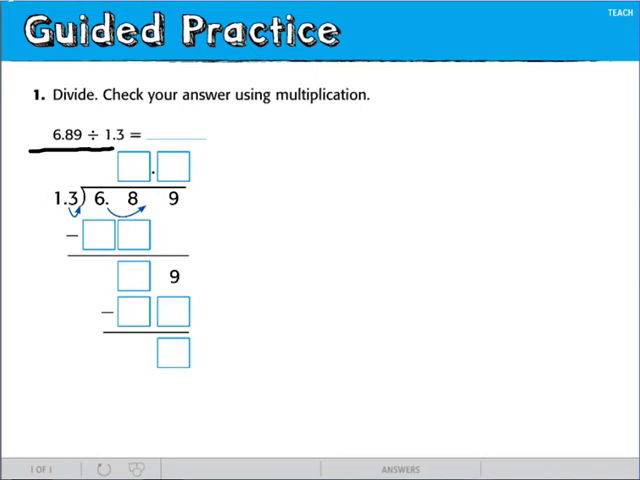After they rewrote it, they realized, hey, I have a decimal. Can't have a decimal. My divisor cannot be a decimal, correct? So I need to move that decimal over how many times so it'll be a whole number? Once. So if I move that one once, I have to move this one once. So that's where my new decimal is. So I have 68 and 9 tenths divided by 13.